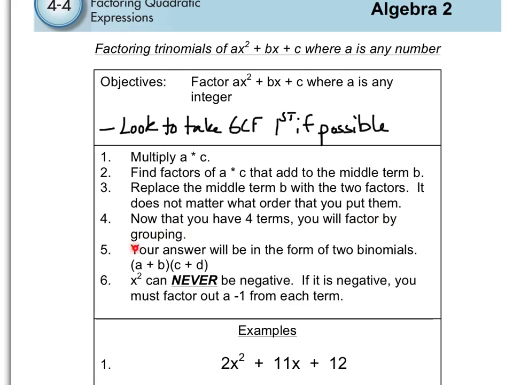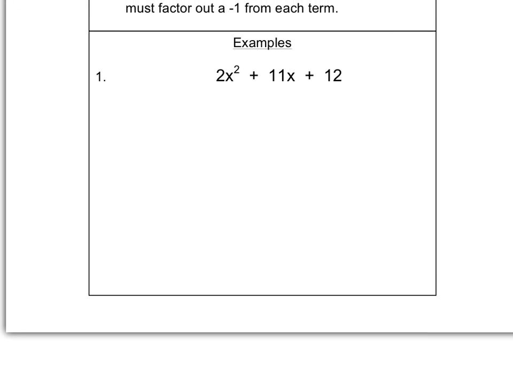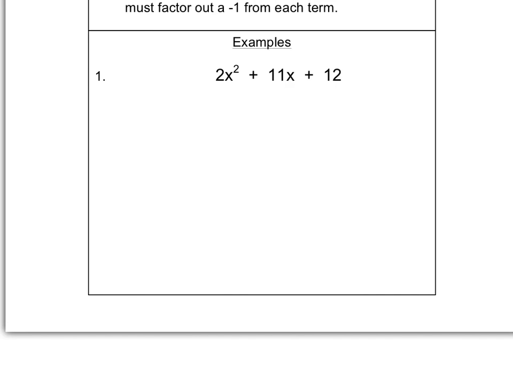Okay, again, your answer is going to be in the form of 2 binomials, and again, x squared can never be negative. So if it is, we have to factor it out. Again, the process is going to be the same as what it has been in the past. And yes, you are going to deal with a few numbers that are a little bit bigger. Okay, so let's take a look at this first example.